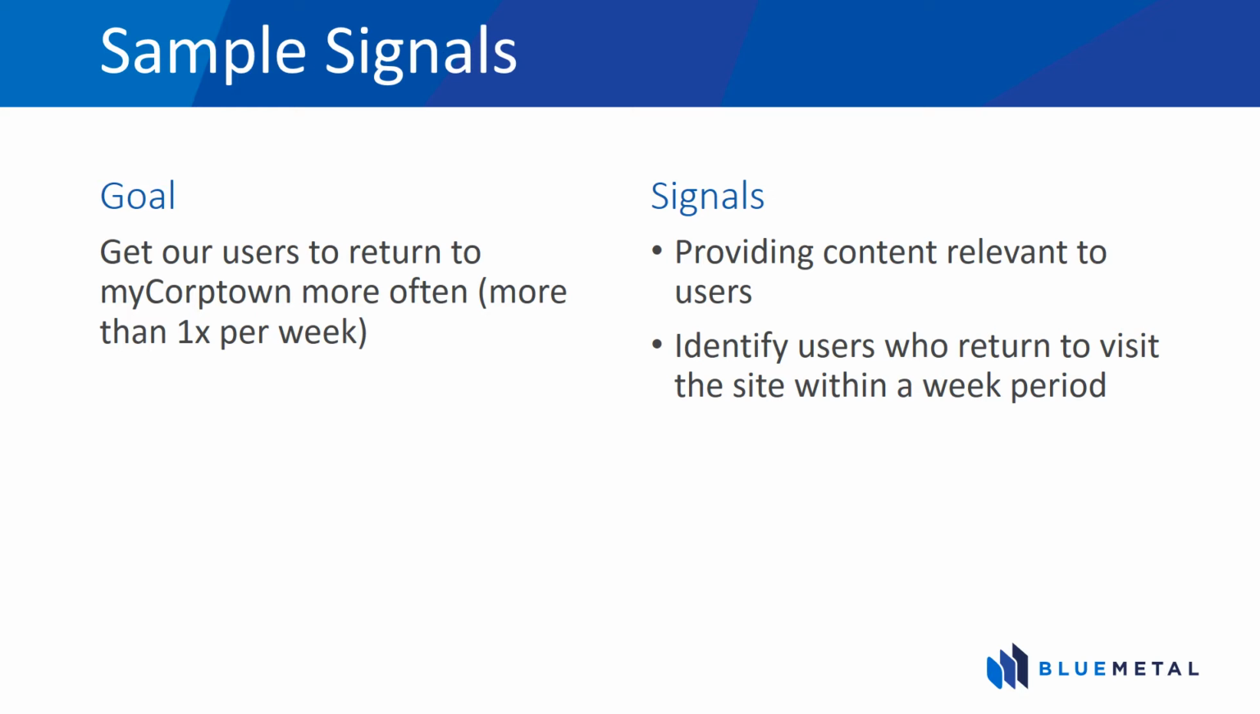So here's a sample goal, the one about getting the users to return to the intranet more often. And what might we want to consider? We might want to consider providing content that's relevant to the users. And what might we want to monitor? We might want to try to identify users who return to visit the site within, say, a week period, because our goal was looking at users that come back to the site more than once a week. So here's an example goal, and then the signals we identified for it.